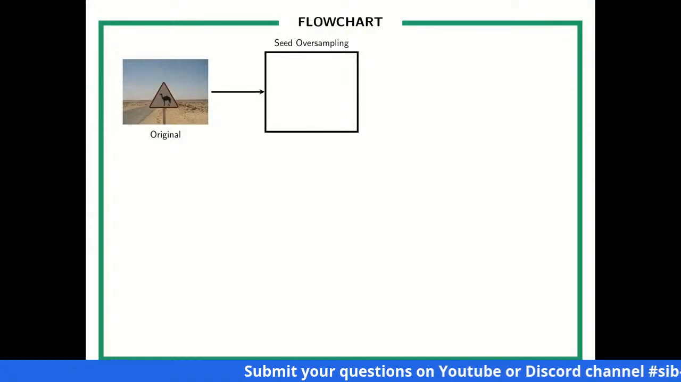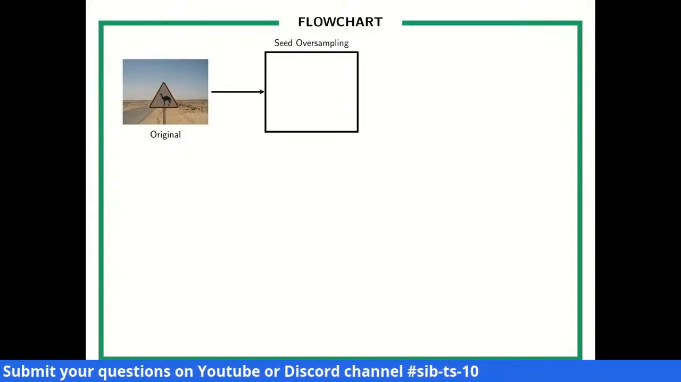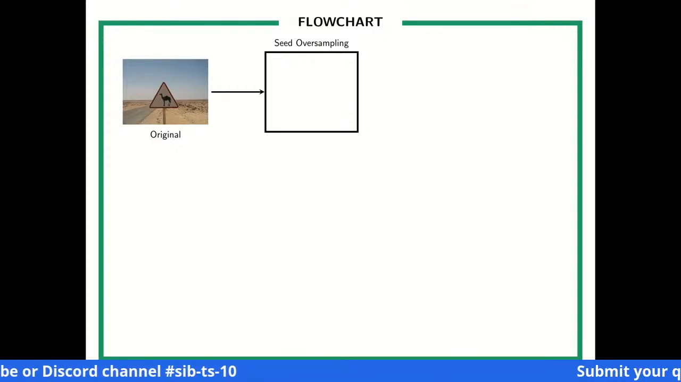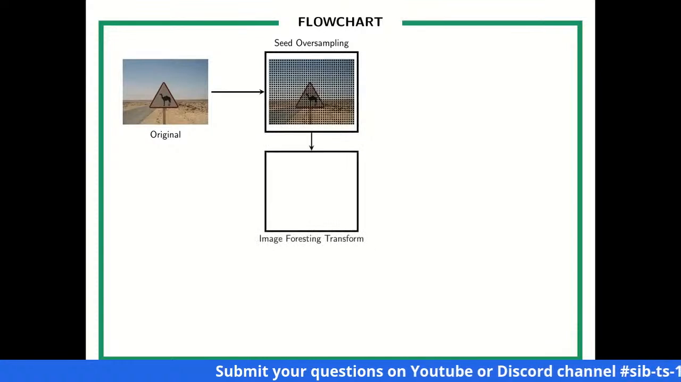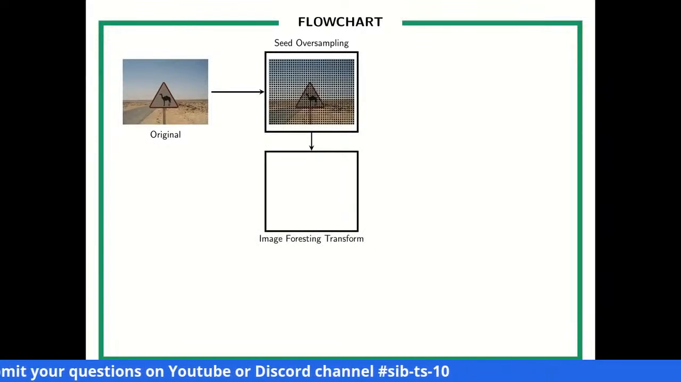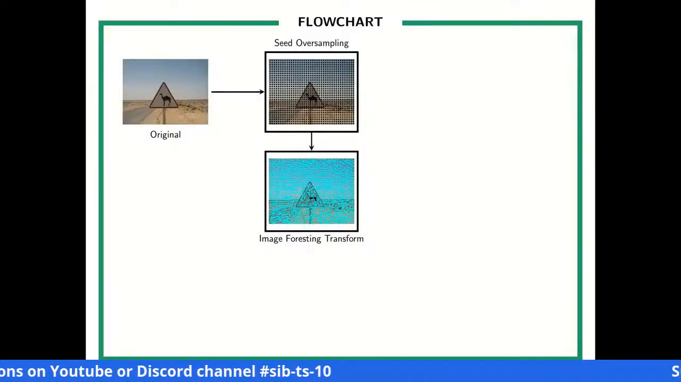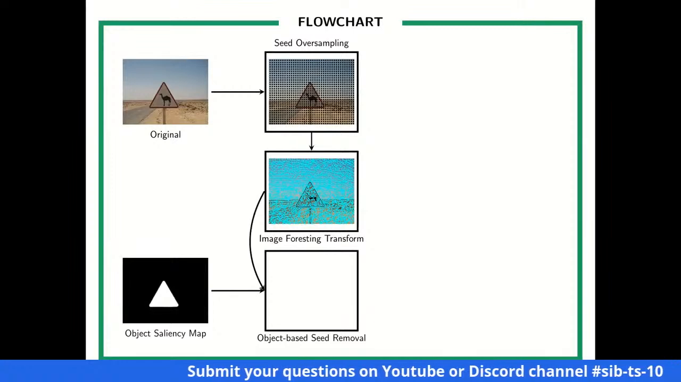The first step selects a number of initial pixels, referred to as seeds, significantly higher than the desired quantity of superpixels, that is, an oversampling. After generating the seed set in oversampling, the next step is to generate superpixels through the image foresting transform framework. After generating the superpixels through the IFT, the third step is to remove irrelevant seeds based on the object information.